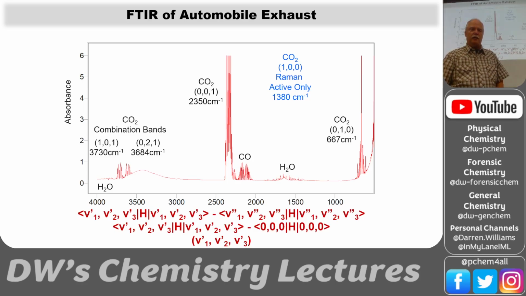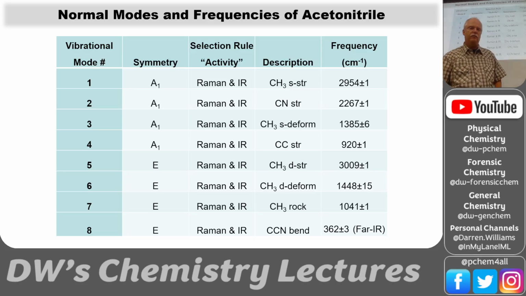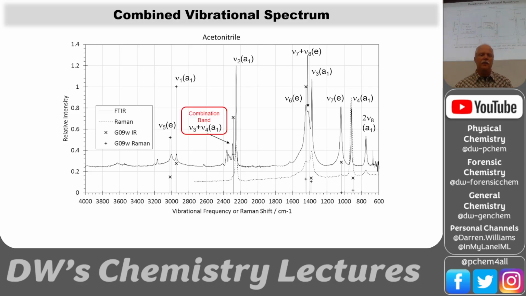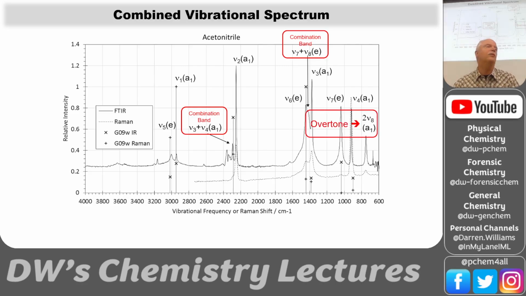And so then let's look at these normal modes and frequencies of acetonitrile. This was one of the spectra I showed in class like 2 or 3 lectures ago. And here we had all of these different peaks that were assigned. And I kind of skirted past these that had nu3 plus nu4 and so on, because those are combination bands. So here's a combination band. And here's one, nu7 and nu8. And we've talked about overtones in this class. Well, there's an overtone. So 2 times nu8.